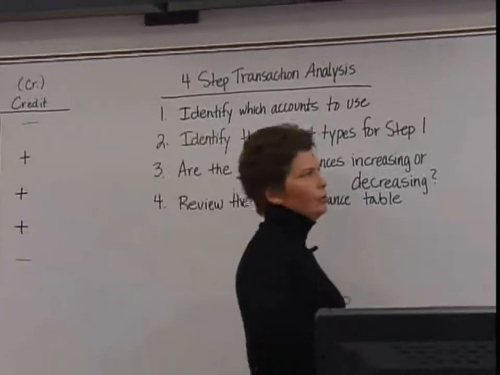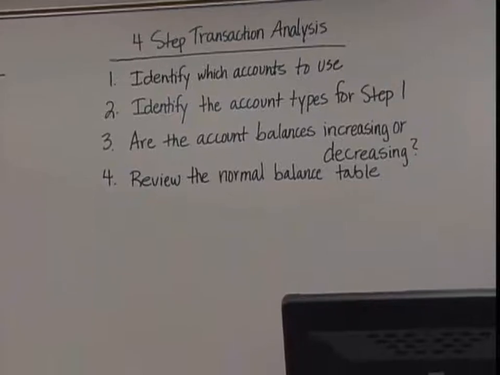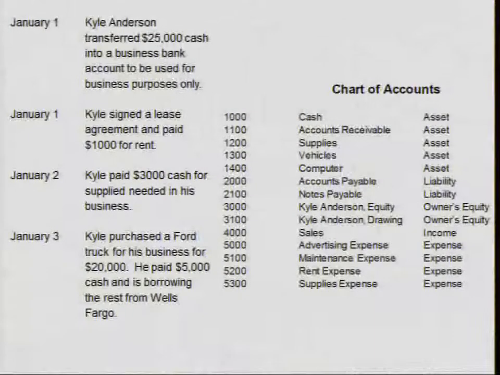Now, the chart of accounts, if you look here on the screen, shows that for each different type of account, we have one of the 5 types. Now, for cash, cash is an asset, and that has a normal debit balance. So does accounts receivable, supplies, vehicle, and computer. Those are all assets. They have a normal debit balance, and we increase them with a debit.